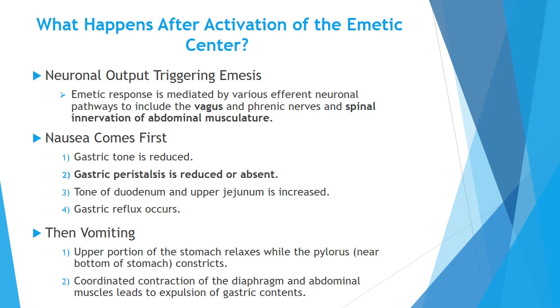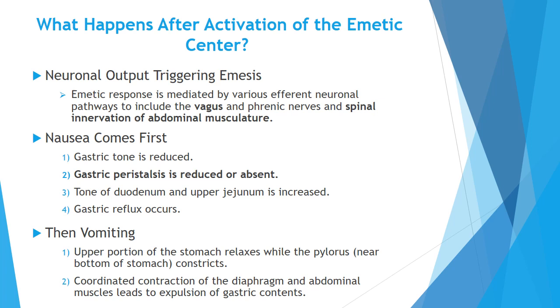I just have one slide on really what happens after activation of the emetic center, and this is the motor response. We don't usually use medications that affect this pathway. Most of the medications are blocking the sensory pathway, so that's why I'm not going to spend a lot of time on this. So the emetic response is mediated by various efferent neuronal pathways that would include the efferent vagus nerve, phrenic nerves, and spinal innervation of the abdominal musculature, as you might imagine.